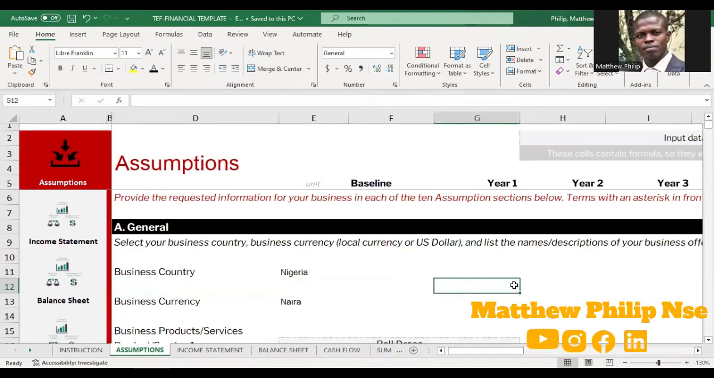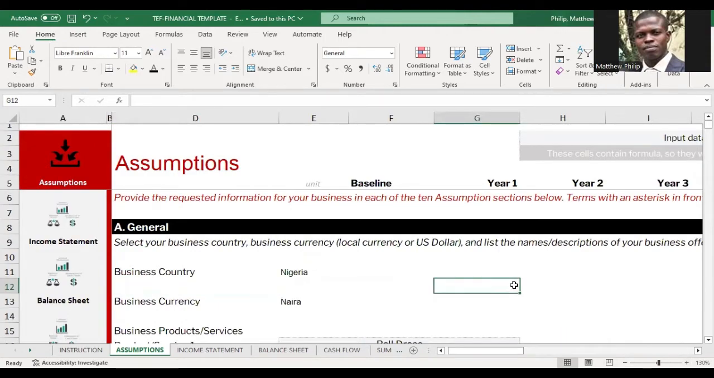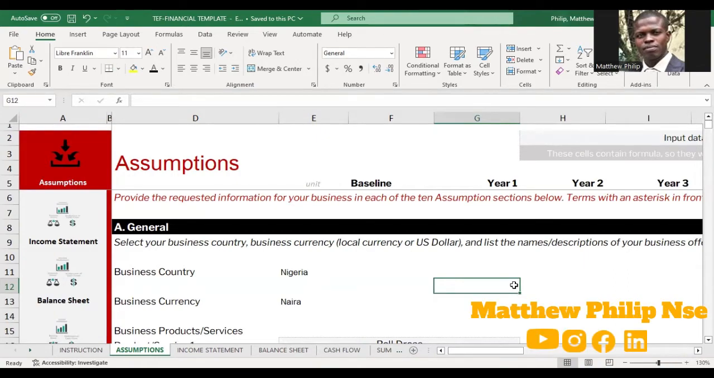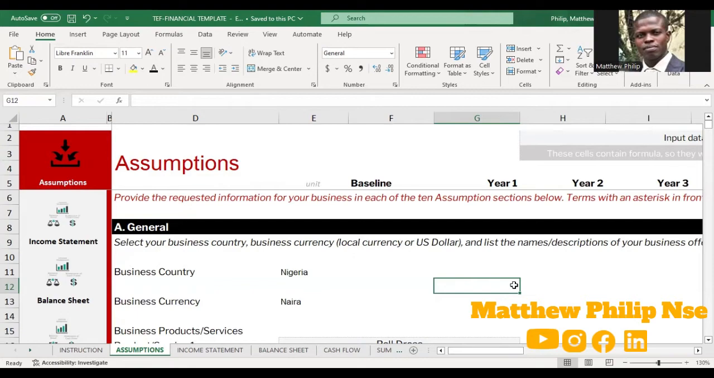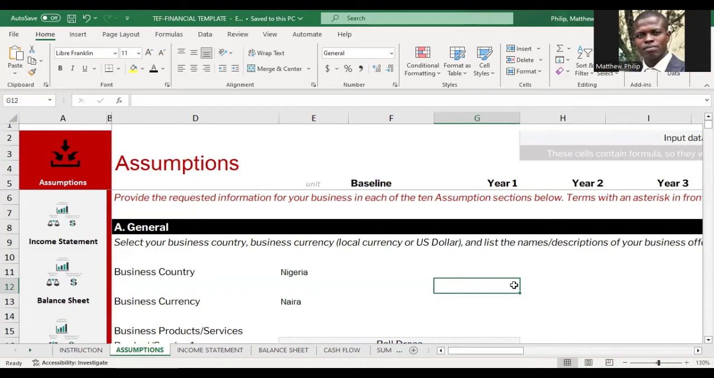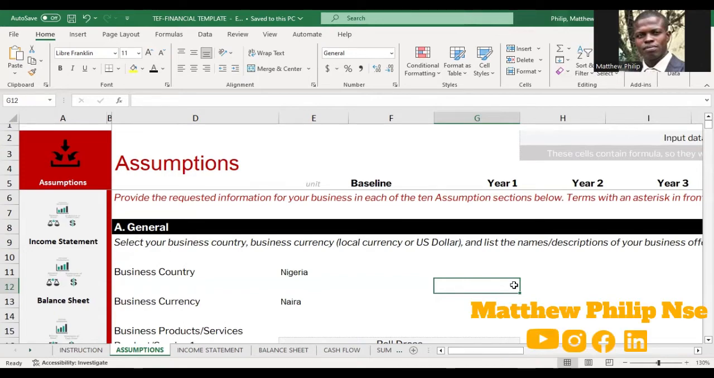This is because with the financial template, you have prior knowledge and information of all the business goals, the expectations, the capacity, the target sales revenue per annum, the target profit level per annum, number of staff, and capital equipment required. Everything will be reviewed in the financial template.